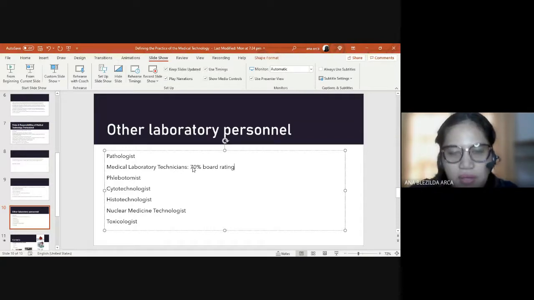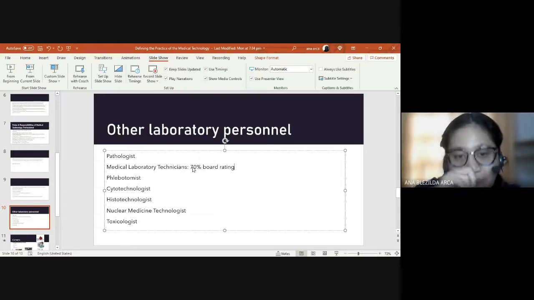So, ano ba ang passing natin sa board exam? Ang passing sa board exam should be 75% para masabi that you are a registered medical technologist. So para makapag-practice ka, 75% dapat ang grade mo sa board exam. Pero kung bagsak ka ng board exam, hindi ka umabot, however, yung board rating mo nasa 70%, pwede ka mag-register as medical laboratory technician. Technician ka. So ikaw yung tinatawag nila na lab tech.